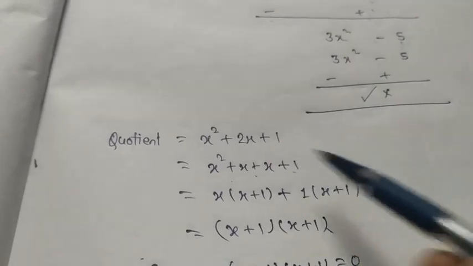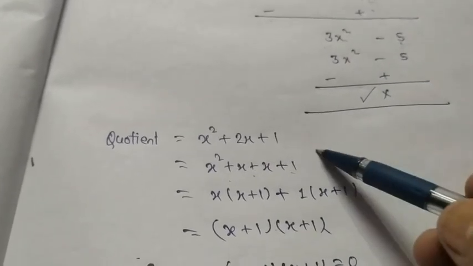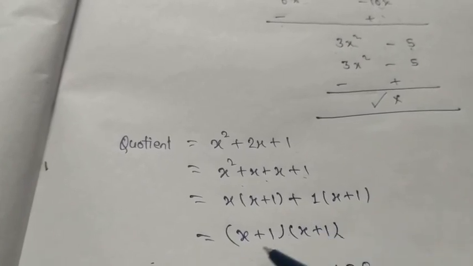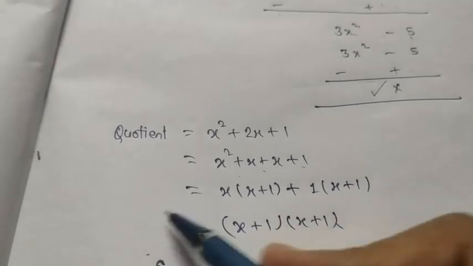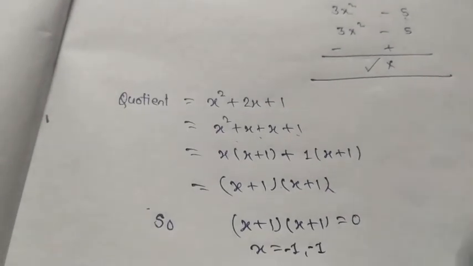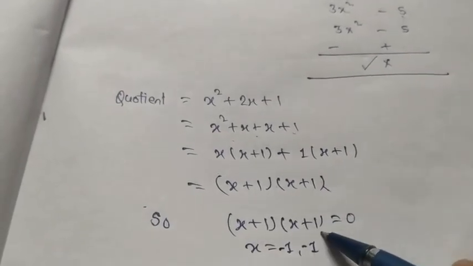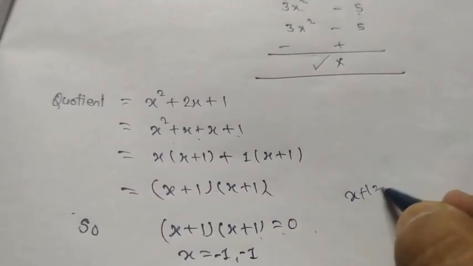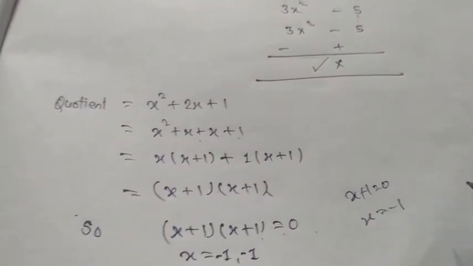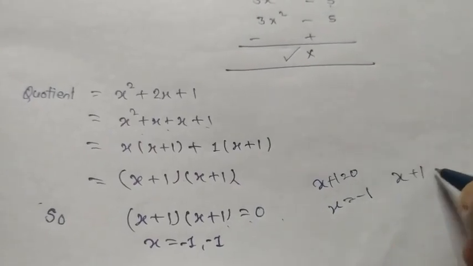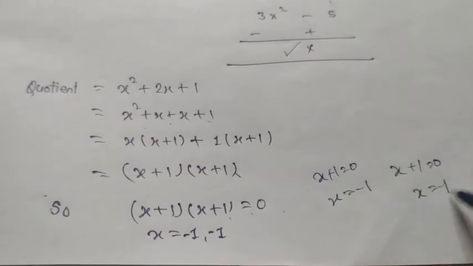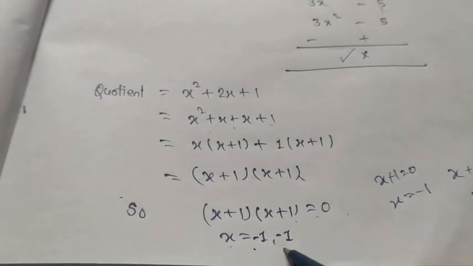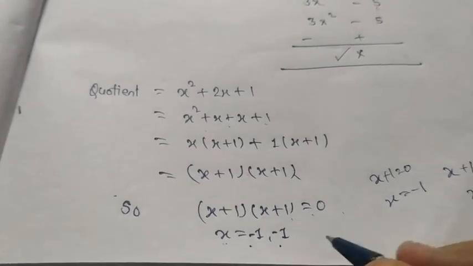So for getting other two zeros, this is a simple factorization you can understand by middle term splitting. So for getting other two zeros, you will put quotient equal to 0. So the quotient is x plus 1 into x plus 1 equal to 0. So once you will put x plus 1 equal to 0, you will get x equal to minus 1, and again you will put x plus 1 equal to 0, you will get x equal to minus 1. So you can see you got x equal to minus 1 and x equal to minus 1.